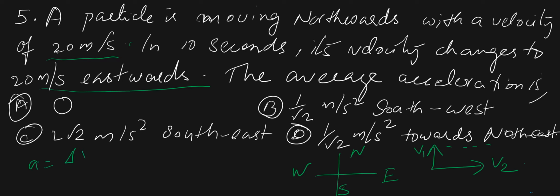We can write acceleration as delta v by delta t or dv by dt. That means rate of change of velocity, where delta v is v2 minus v1. That is minus v1 downwards. So the direction of delta v resultant velocity will be like this, v2 minus v1, towards, this is east, this is south. So towards southeast.